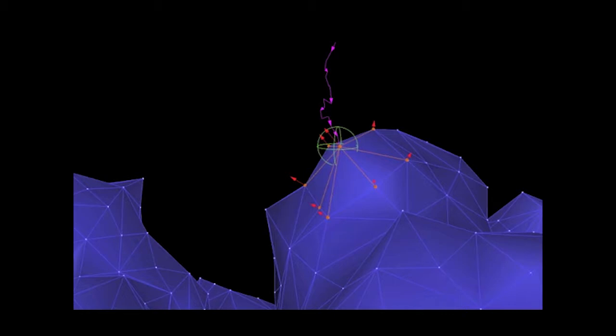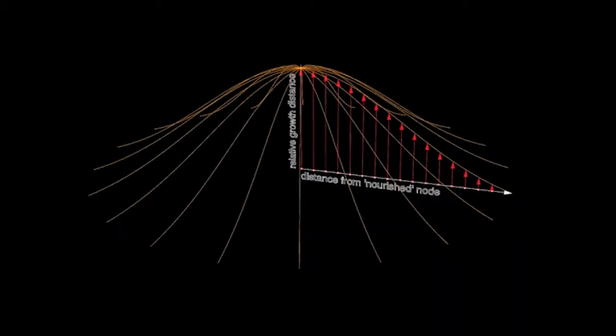When a sphere intersects a node of the mesh, that node and its neighbors grow outward. Neighbor nodes grow by an amount proportional to their distance from the nourished node, according to the Gauss function. This could be thought of as nutrient distribution between polyps.